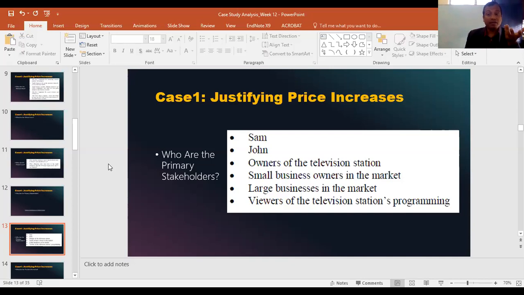Large businesses in the market, right? And the viewers of the television station programming, think about the viewers also, the audience also. They are the indirect customer. They will get impacted if there is no subscription from the small player. They will hamper their own visibility or viewership. So these are the stakeholders. Although primary stakeholders are easy to understand.